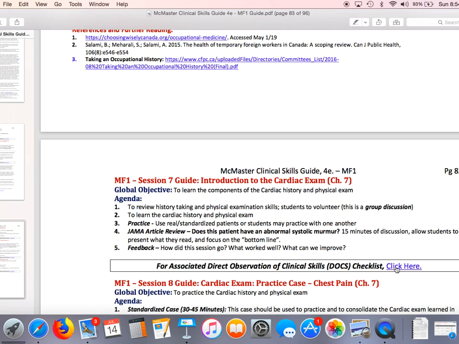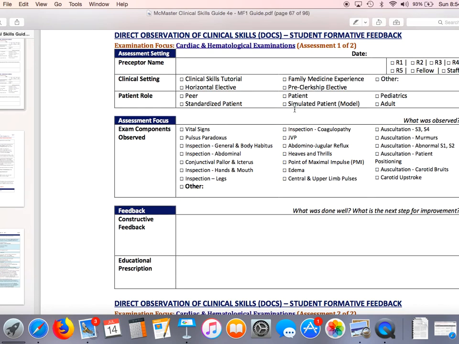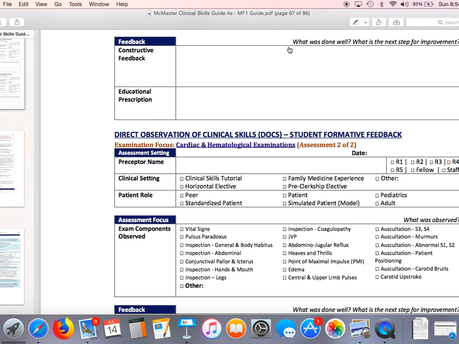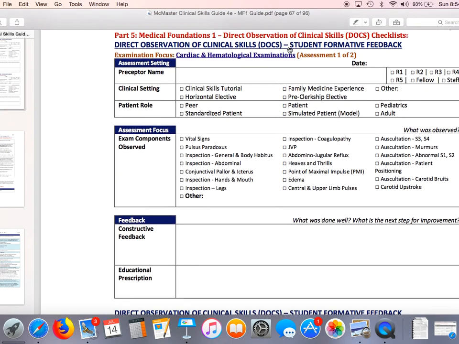I want to show you too, whenever you introduce an exam, there's a direct observation of clinical skills checklist. So if you click to it, you'll see that this is the cardiac and hematological exam, and there's 2 for each chapter. This is basically an opportunity for students, if they actually want to be observed, which they really should be, and these should be filled out. You can see the different things that they've actually done. Whether you observe, a fellow student observes, or in some way on a clinical rotation they get this done, it allows them to keep track of the things that they have done and haven't done.